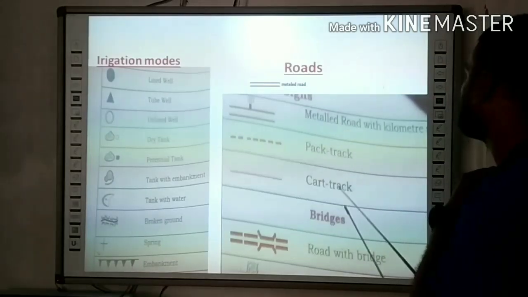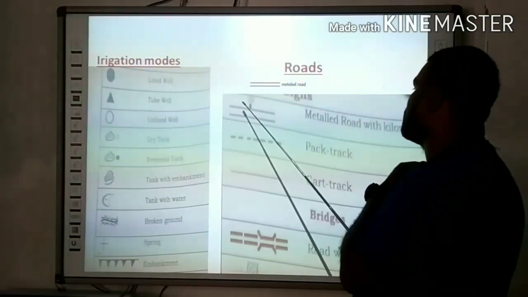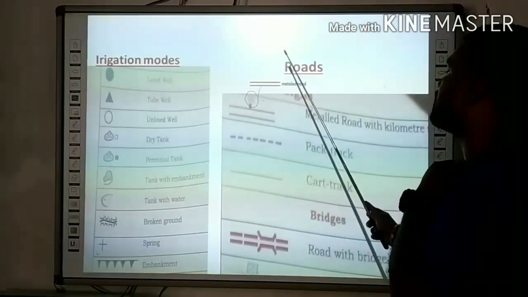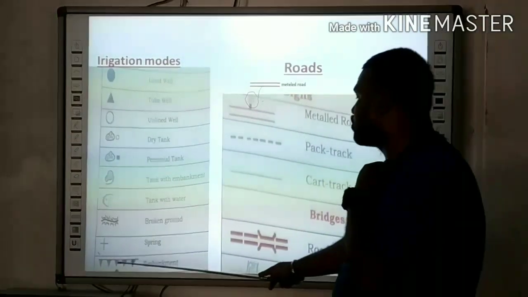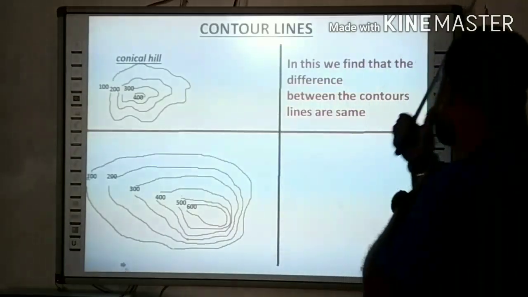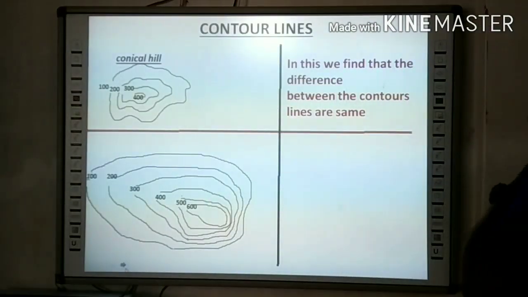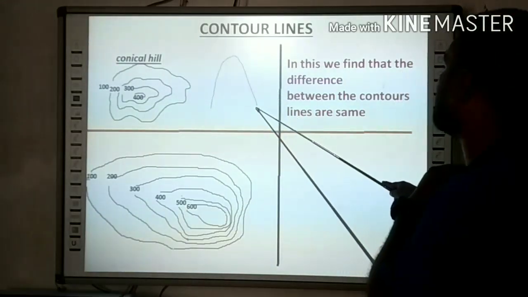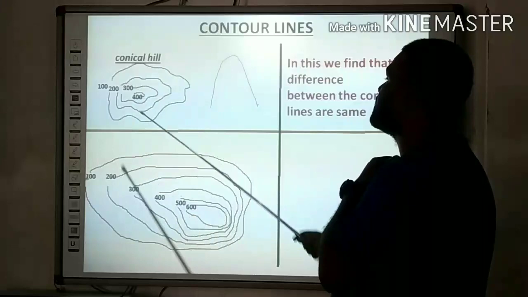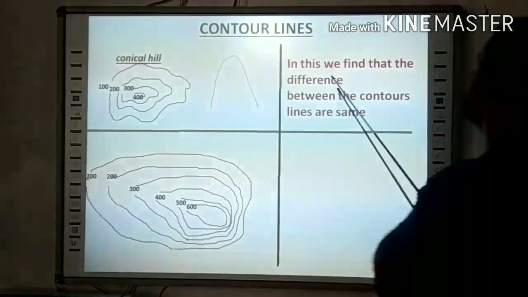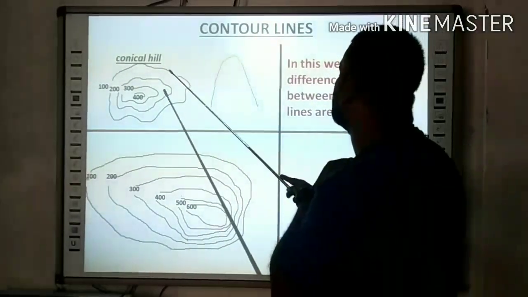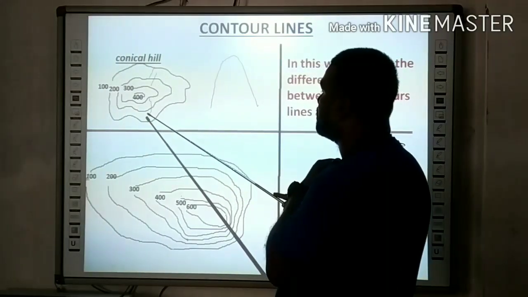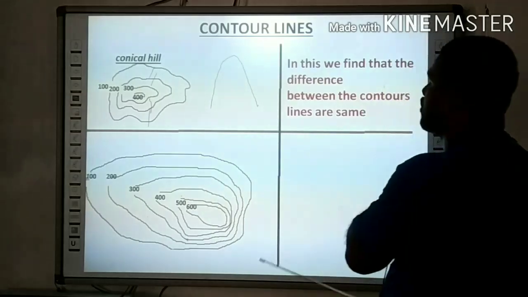Roads, here you can see unmetalled road, metalled road, pack track, cart track, and bridges. Now here, what is this marked here? 20. It means a milestone. Now contour lines. This is a conical hill. It is very easy to identify, where you can see all the contours have the same difference. In a conical hill, the difference between the contour lines is always the same, or somehow it is the same.